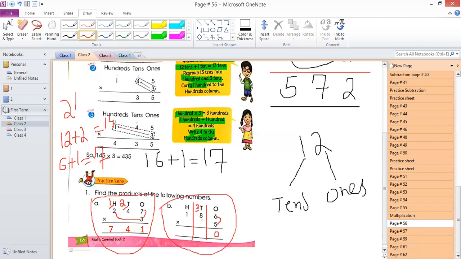Multiply. Put the 0 here. In 40 you have to add 3.